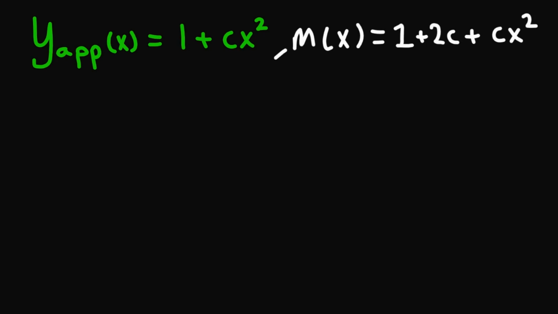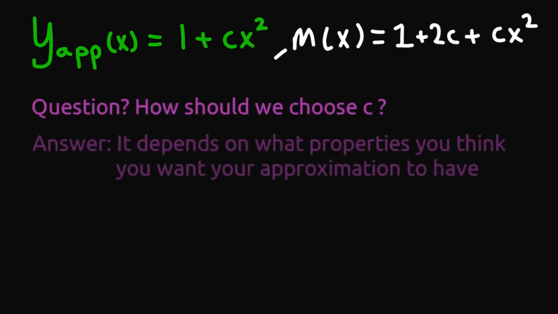Let's rewrite our approximation. So we have y approximate of x is equal to 1 plus cx squared. And let's include our mismatch function, m of x, which is equal to 1 plus 2c plus cx squared. A natural question is, how do we choose c? The answer is, it depends on what properties you want your approximation to have. I'll do two examples.